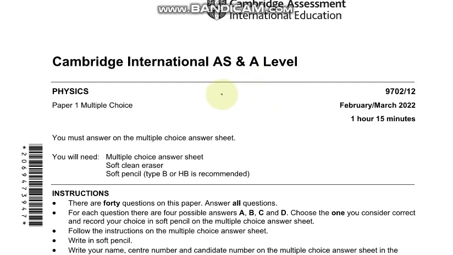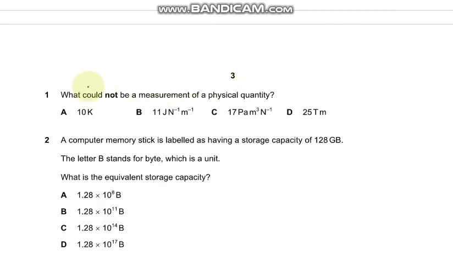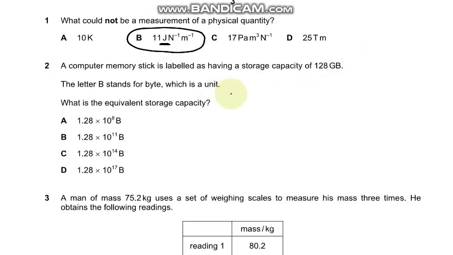Hello, so this is A-level physics and let's start with February March 2022 paper 1. Question number 1 says: what could not be the measurement of a physical quantity? Over here we have 10 kelvin, 11 joule, per newton per meter, pascals, meter, newton meter. So B is the appropriate answer because joule is energy and energy is not a physical quantity. It cannot be measured directly, so it is not a physical quantity.